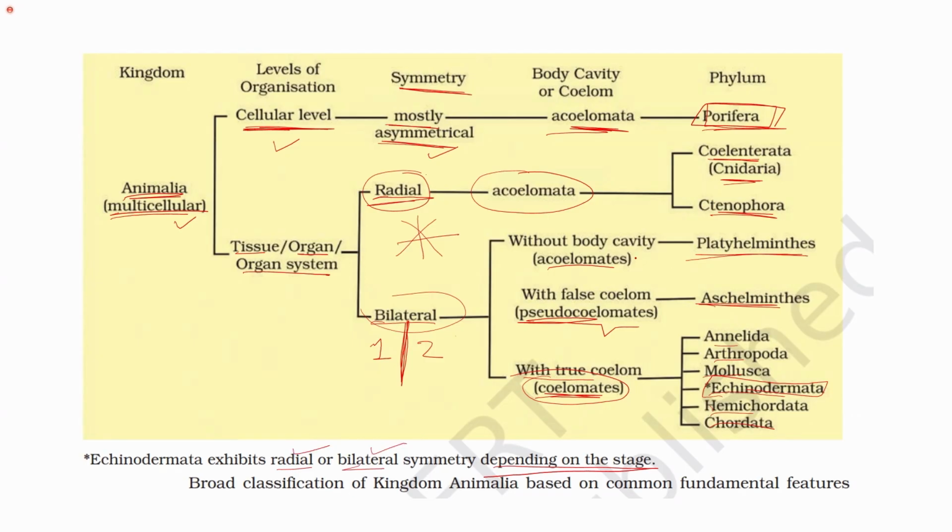respectively. So this is a broad classification of kingdom Animalia based on common fundamental characteristics, and if you are able to remember this table, this classification, it will help you a lot in understanding most of the characteristics of a particular phylum, right?